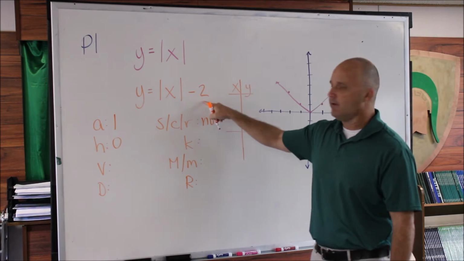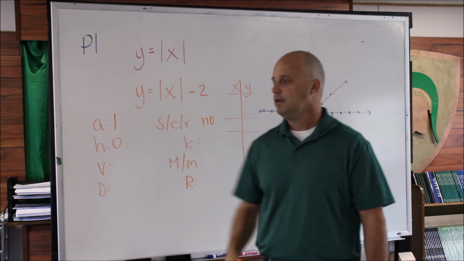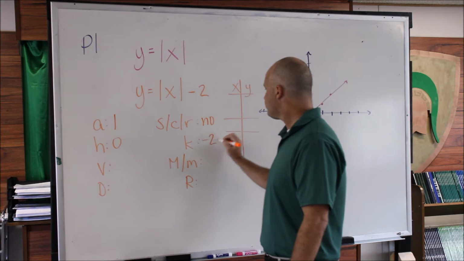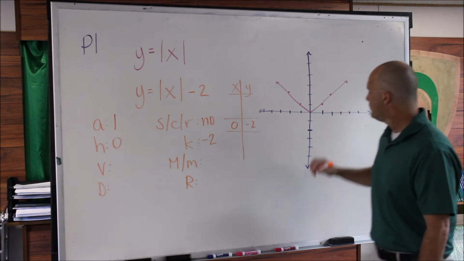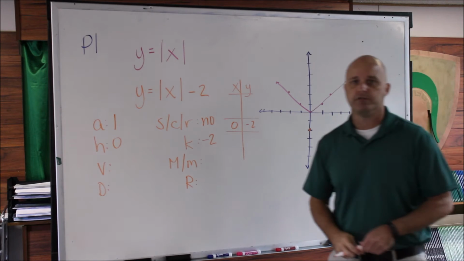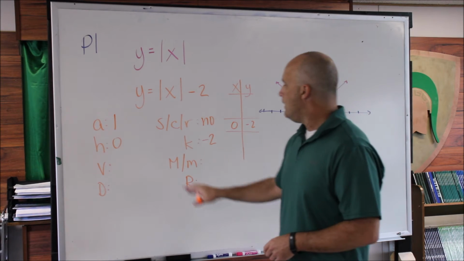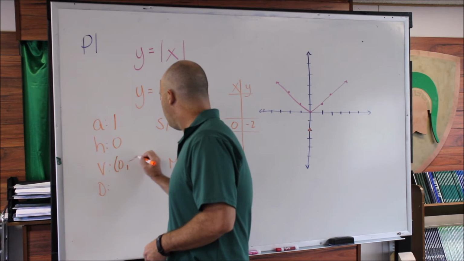And then our k value, the thing that's being added or subtracted on the outside of the absolute value, is -2. So we can go ahead and put 0, -2 in here for our vertex, and then we can go over to the graph and graph that point 0, -2. Now the vertex we know is going to be 0, -2, so we've already got that on both the chart and the graph.